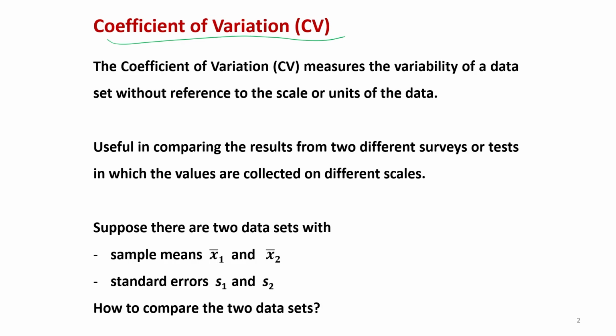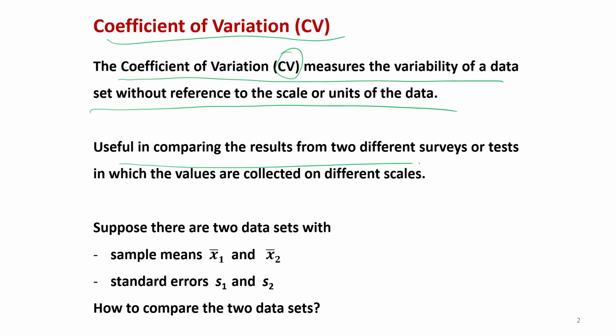Now the coefficient of variation actually measures the variability of a data set without reference to the scale or units of the data. This coefficient of variation is also called CV. C means coefficient and V means variation. And what does this mean? I will try to show you. It is useful when we are trying to compare the results from two different surveys or two different tests in which the values are collected on different scales.